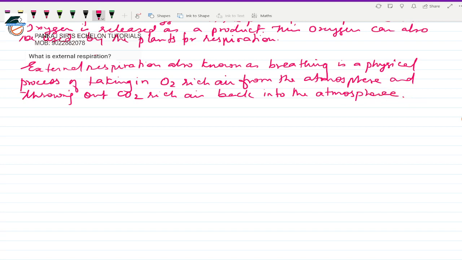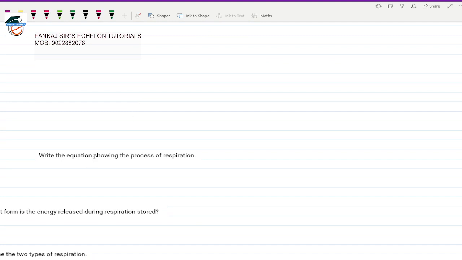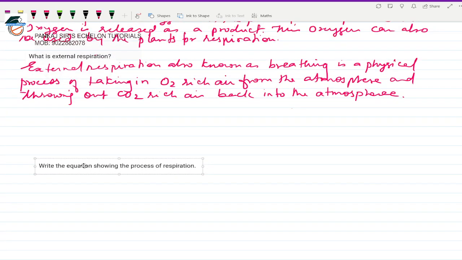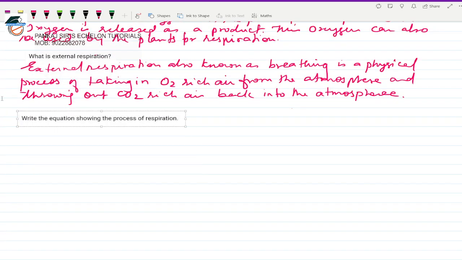Okay, so this is what external respiration means. Now the next question: the equation showing the process of respiration. The chemical equation that represents respiration is this one.